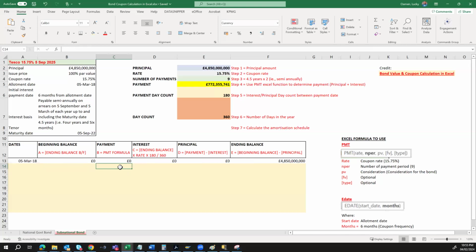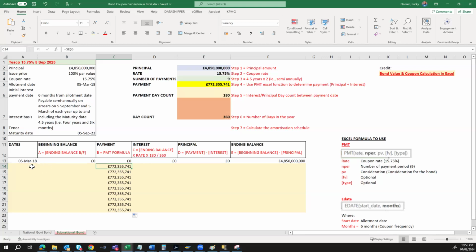So I can come in here and select equals to PMT. I can freeze this column F4 and drag down. So the amount is not changing. So this is what you get from the bond issuer, right? For the period that these payments are due.